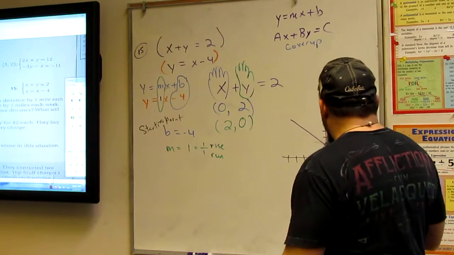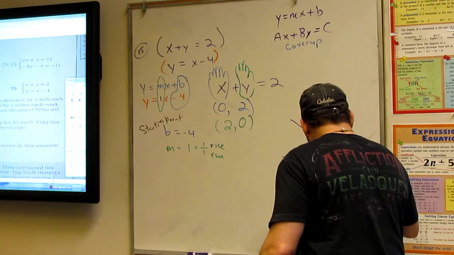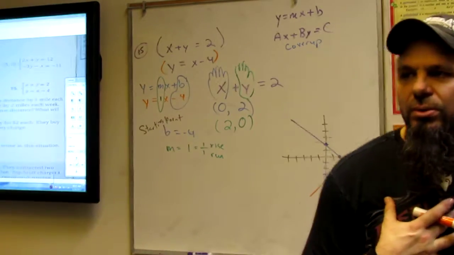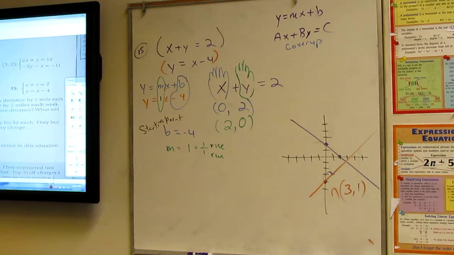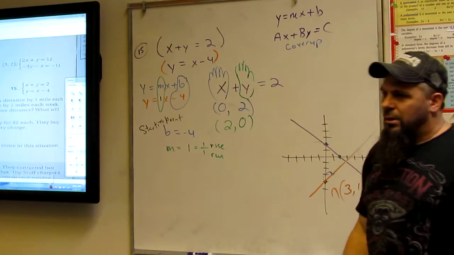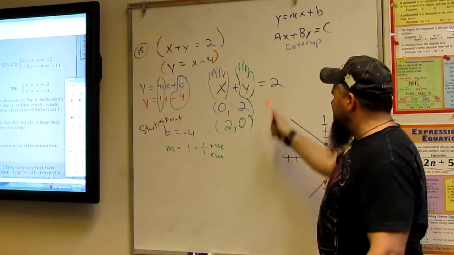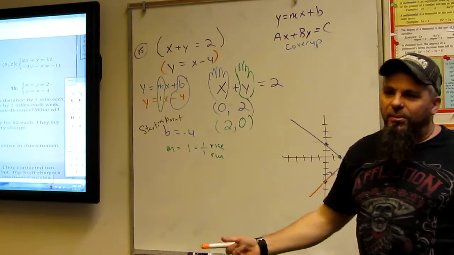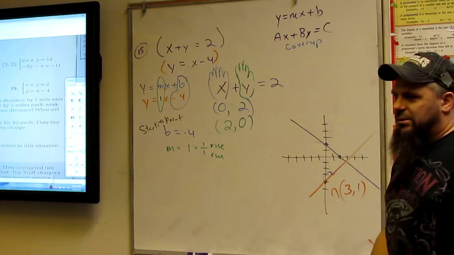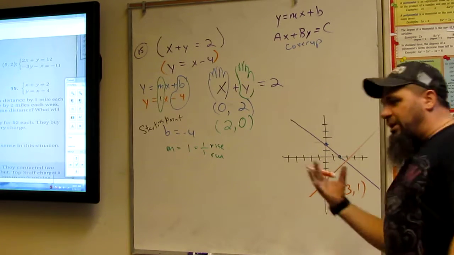What it looks like to me is the point (3, 1). But how do I know it's 3 and 1? What's 3 plus 1? 4. Is it 2? Darn it, something went wrong. What went wrong? It looks so right. It's negative 1. I do that all the time.